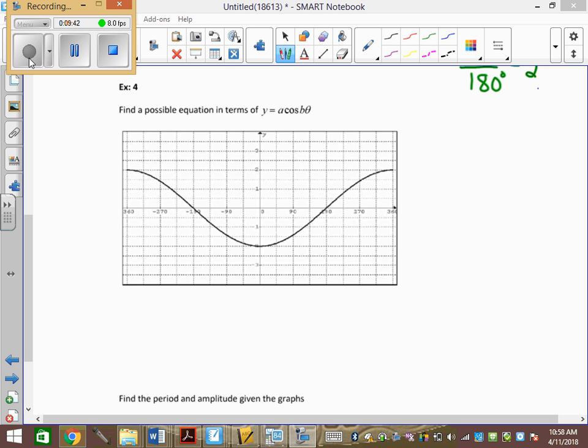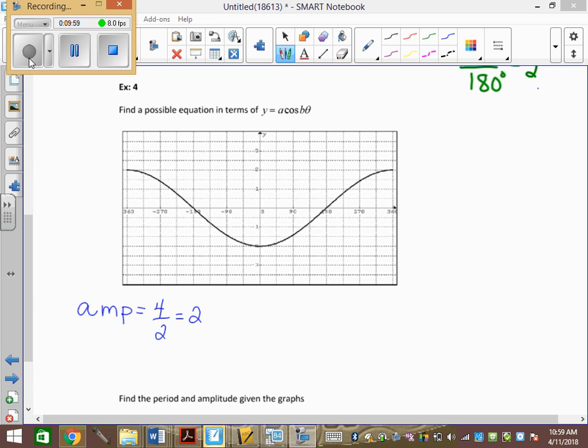Okay, Y equals A cos B theta. So A, what's my amplitude? So it's 2 and then 2, so 4. 4 divided by 2 is 2. Now, is my A positive or negative?